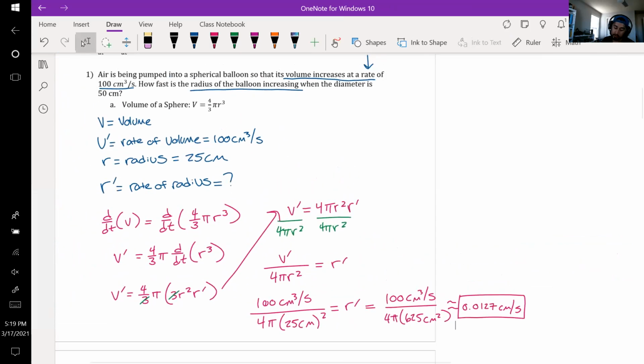And there we go. So what we're saying is that as air is being pumped into this balloon, we know the volume is increasing, but we also can find out the rate that the radius is increasing. So as the balloon fills up, the radius of this balloon is increasing by 0.0127 centimeters per second. All right. Any questions on that? So pick apart the pieces of the problem, know what variables to assign, and then find the formula that you need to work with, take the implicit derivative of it, and then you'll plug in all your values.